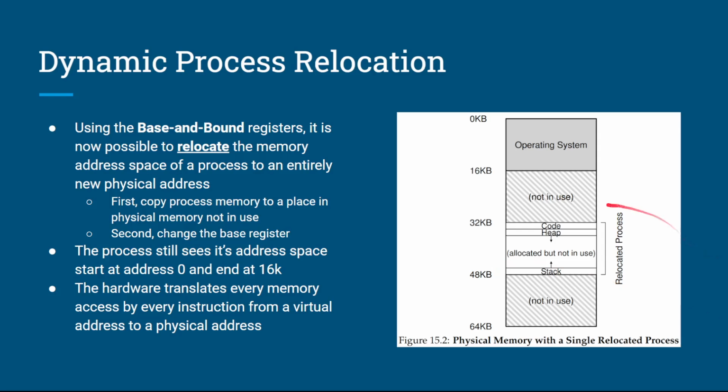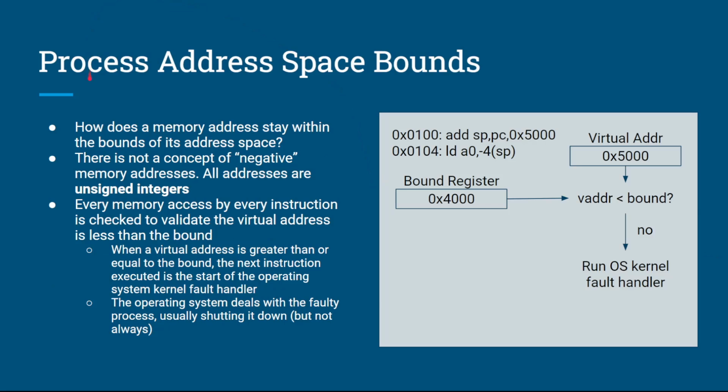Okay, so let's go ahead and figure out what will happen if we try to do something out of bounds. How do we keep this within the address space? So the first thing to realize is we don't have any concept of negative memory addresses. All the memory addresses are positive, unsigned integers. And so how do we go back up in memory? Well, we can't. There's just no way to give us a negative virtual address that would subtract instead of add.